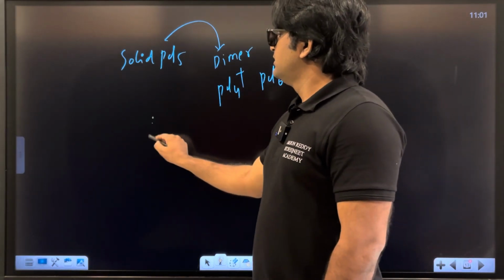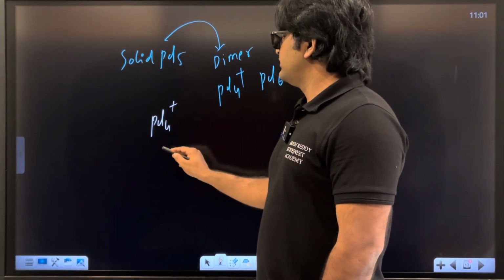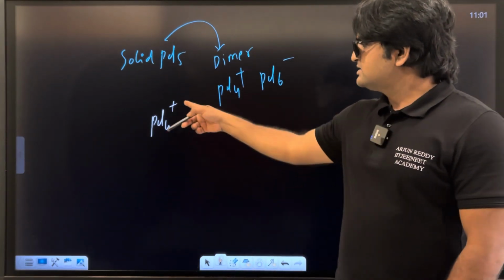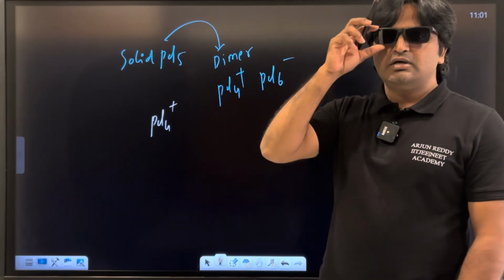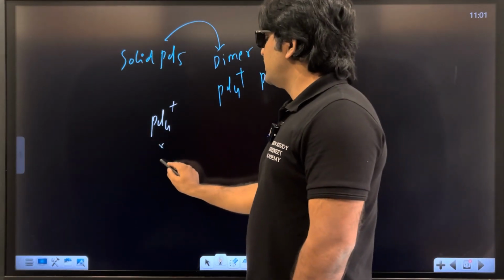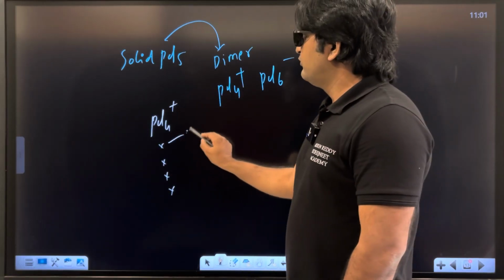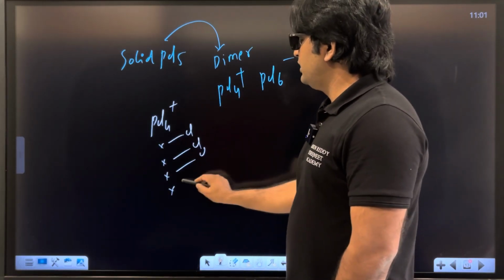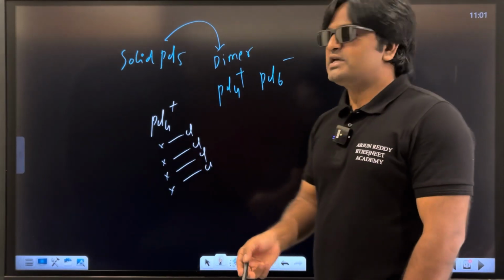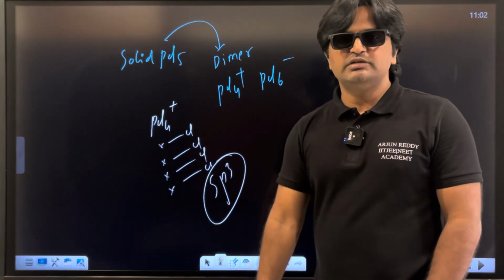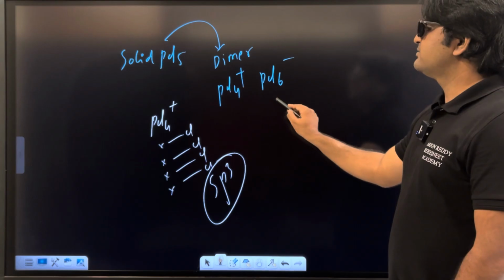For example, PCl4 plus is given. What is the group number of phosphorus? Fifth group. But what is the charge? Positive charge. Now we are taking only 4 electrons. 1, 2, 3, 4 electrons. How many chlorine? 4 chlorine atoms are there. Then what is the hybridization? 4 sigma bonds are there. Hybridization sp3.